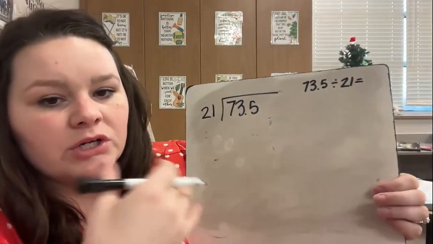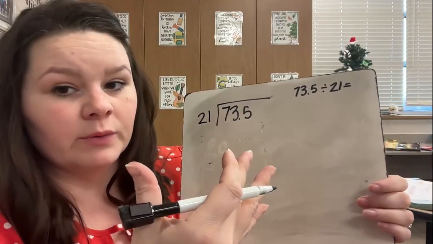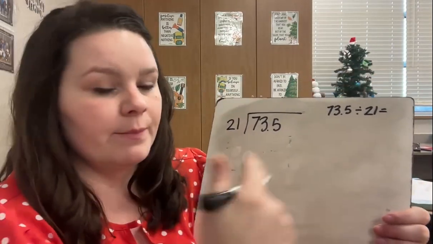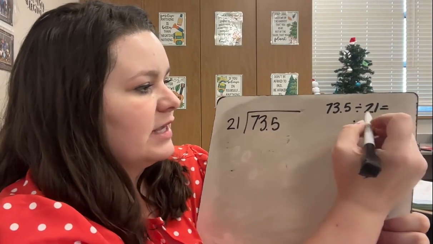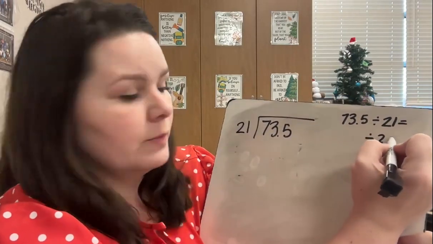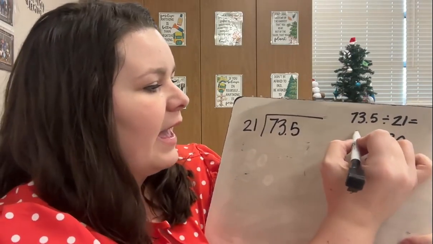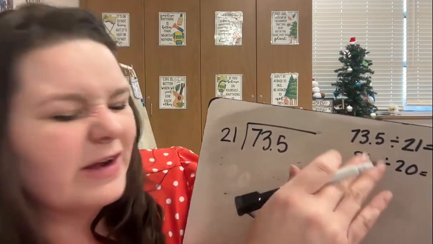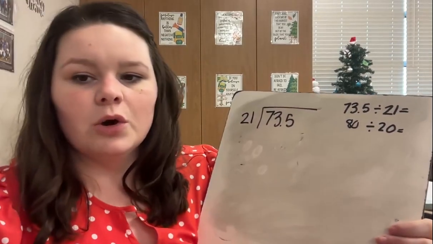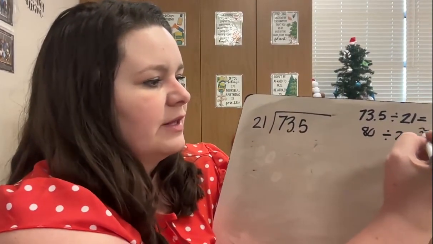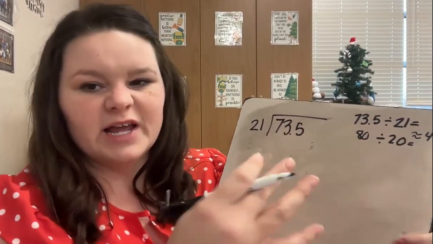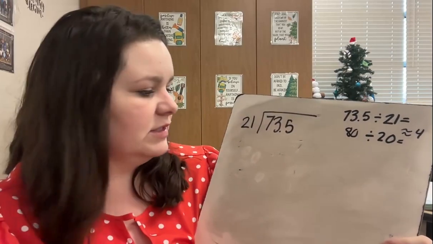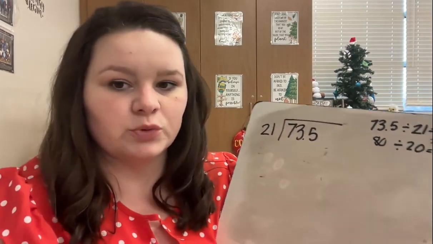So right away, I want to estimate and think about what would be a reasonable answer. I'm going to do that using compatible numbers, because I know 21 is about 20. And I know 80 and 20 are compatible numbers because they go in pretty easily, and 73 is fairly close to 80. So I know my answer is going to be approximately 4 because 20 times 4 is 80. Somewhere in that neighborhood should give us a good estimate for our actual answer.